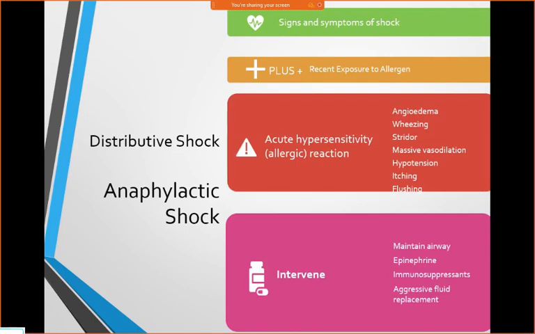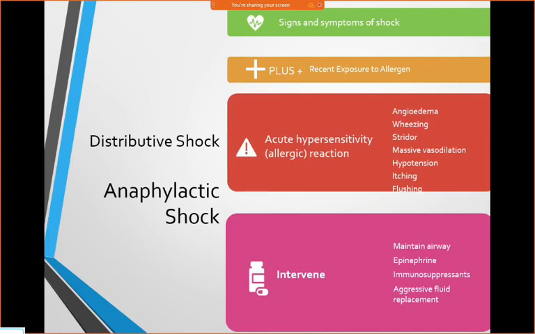So with anaphylactic shock, our first interventions, of course, are always going to be airway. Epi will support our massive vasodilation, hypotension problems going on, and immunosuppressants. So epi and immunosuppressants kind of go together, because epi will fix the cardiac problems going on and the vessel problems going on, but it's not going to stop the actual immune response. So they have to be given together, and then fluid replacement to replace what leaked out during vasodilation.